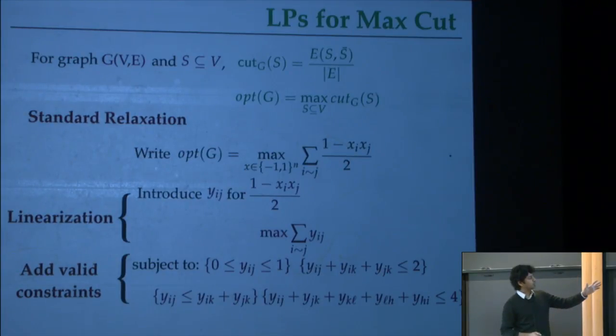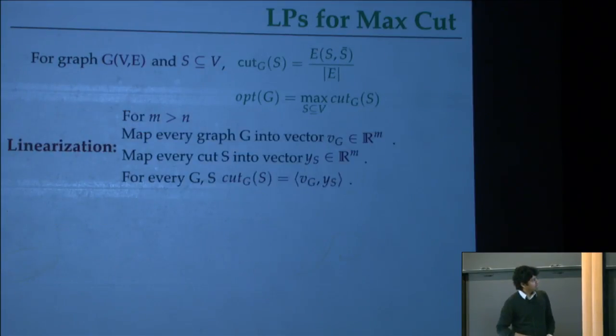My goal is to show you that this can now be generalized to see what I mean by an arbitrary LP. So what did we do on the previous slide? This is in some sense the most general version I imagine as an arbitrary LP. We take some number m much larger than n. n was where the cut naturally lived: x was a vector in {+1,-1}^n. So we take some higher dimension m and map every graph into a vector in R^m. Similarly, I make every cut a vector in the same space.